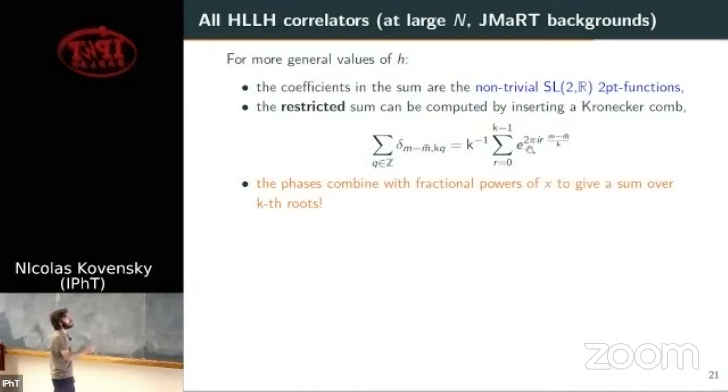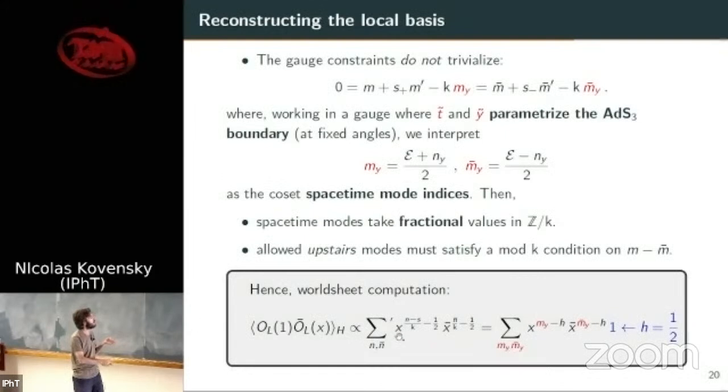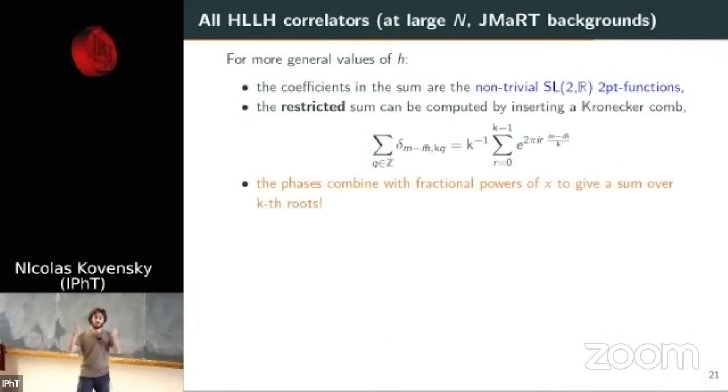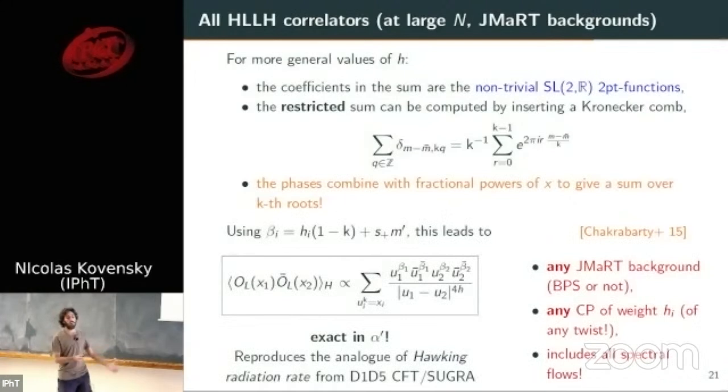You can see that each of these phases is e to the 2 pi i r times something which is an integer which lives in Z over k. All of these phases combine with the original powers of x here, and they combine in such a way that in the end you're summing over all of the kth roots of the original insertion point. And so you can just use this language to compute the full set of heavy-light 2-point functions in the full J-Mart family for arbitrary chiral primary light insertions, and they look very simple.